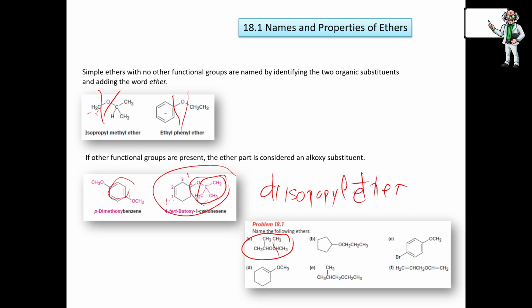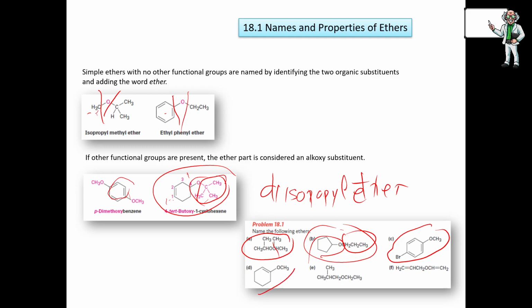This we can do the same. This side will be a propyl, and this side will be a cyclopentenyl. That means that this will be cyclopentenyl propyl ether. In this case, for example, we can use the methoxy case, and this will be 1-bromo-4-methoxybenzene, or para-bromomethoxybenzene.